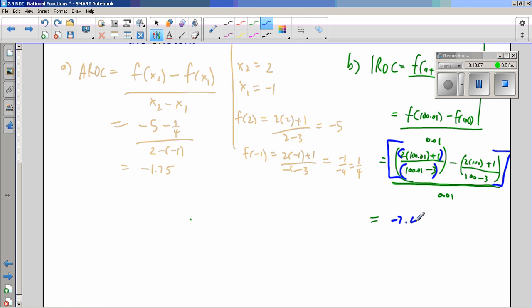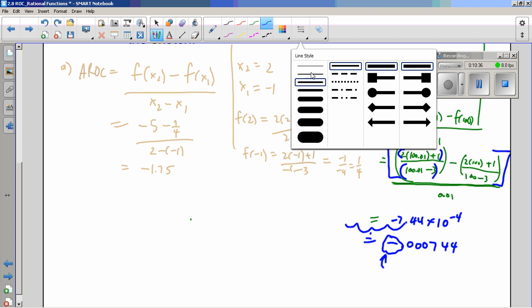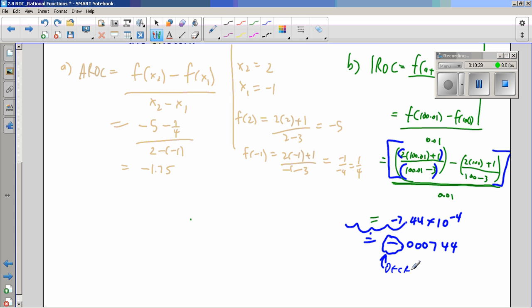About 0.44 times 10 to the exponent negative 4. That means to go to the left 4 spots: 1, 2, 3, 4. Negative decimal 0.000744. So what does that mean? That means it's still decreasing, right? Negative still means it's decreasing, but very slowly, since it's so small.